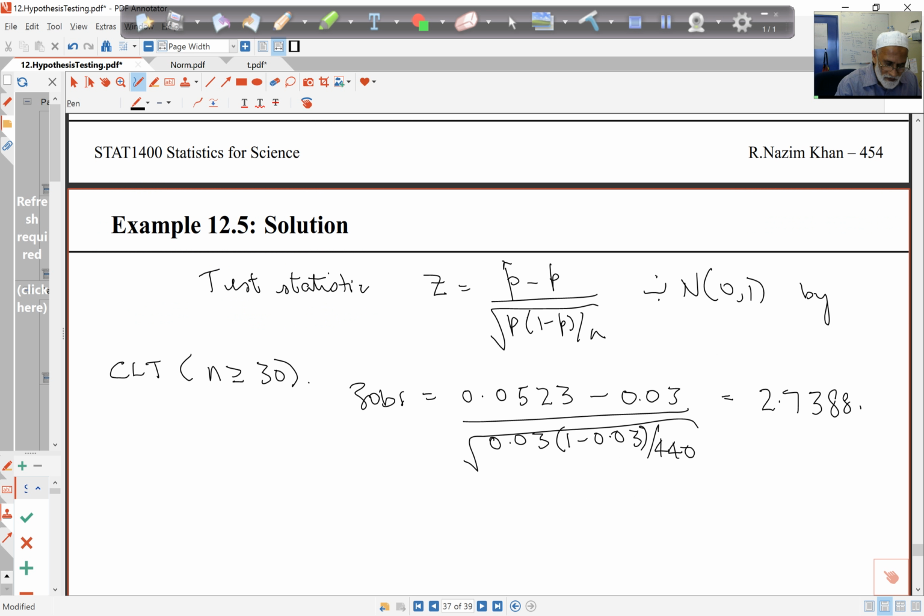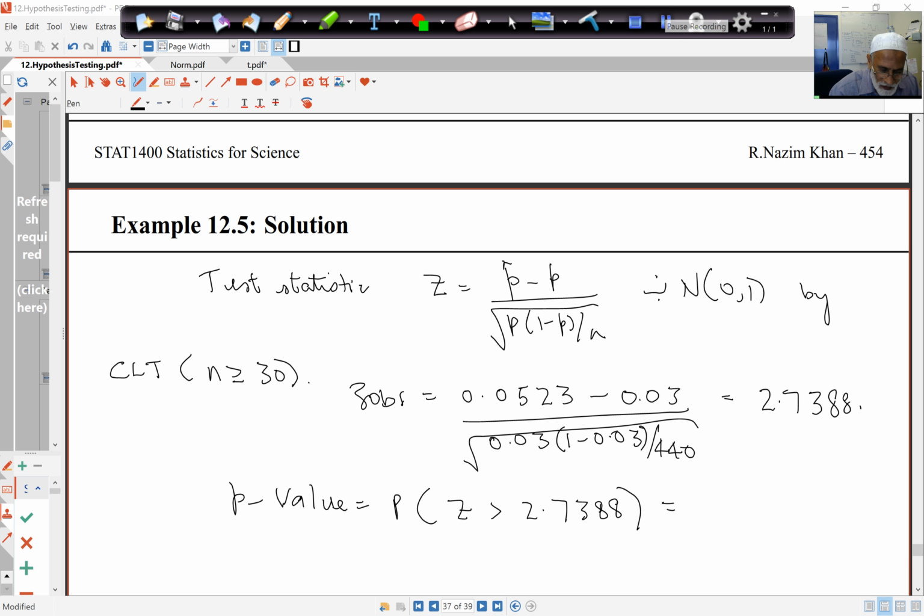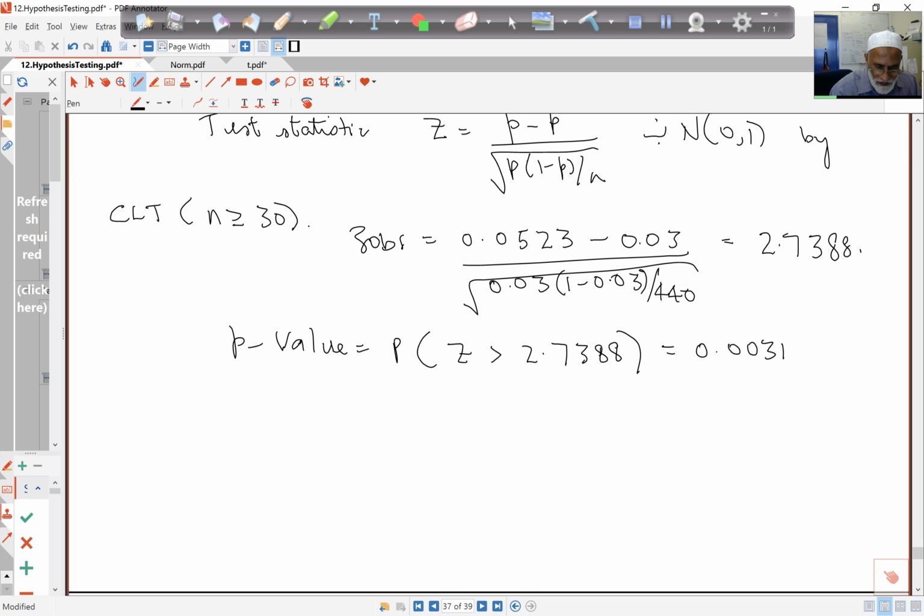So the p-value here of this test is the probability that Z is, and it's a right-sided test, so it's bigger than 2.7388, where Z is a normal 0,1 distribution, and that comes to 0.0031. Now that's less than 0.025 or 2.5% level of significance. So we have sufficient evidence to reject the null hypothesis.